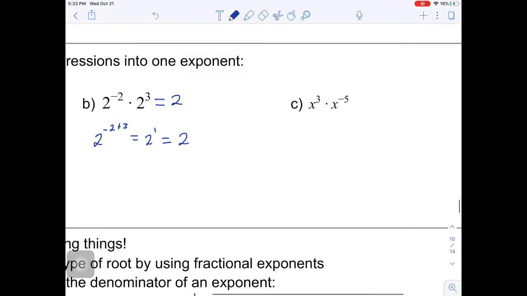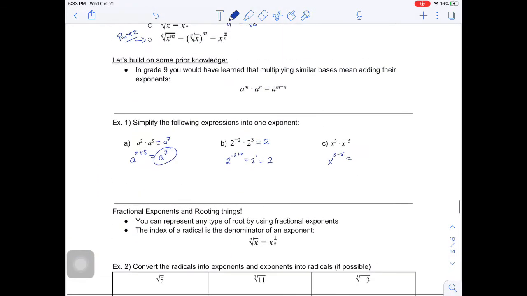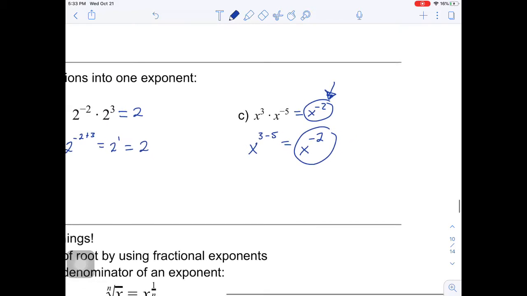Let's move on to c here. So for c, our similar base is x. So what I can do with these exponents is add them. So this will be x to the power of 3 minus 5. And that's going to become x to the power of negative 2. Okay, and we are going to later learn how to deal with this in 4.5. Okay, so this is 4.5. How do we deal with negative exponents?